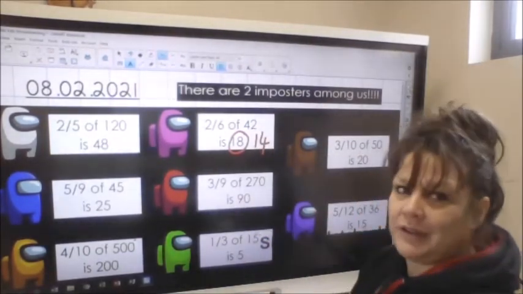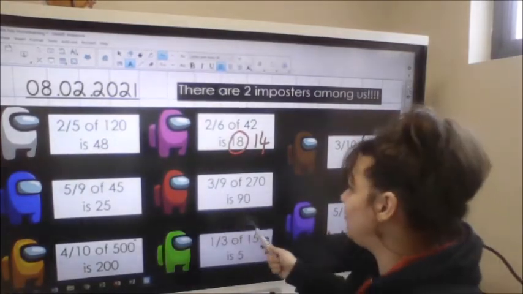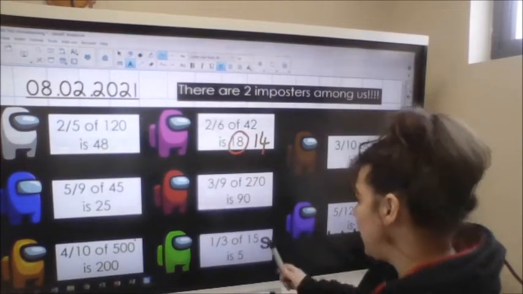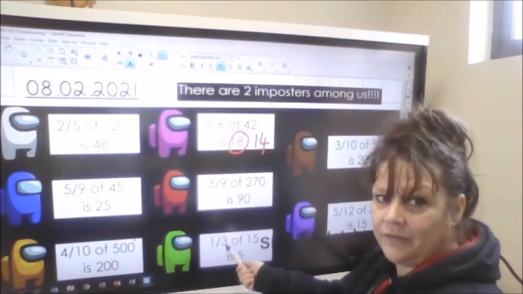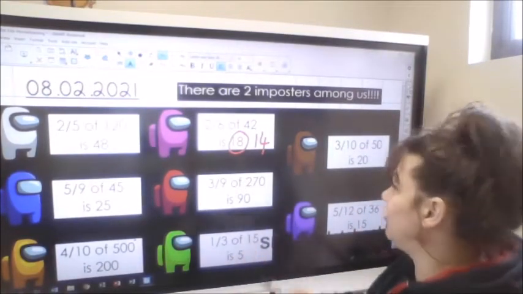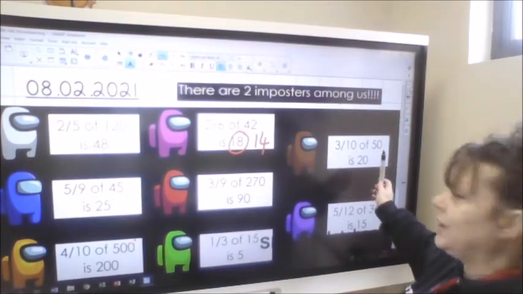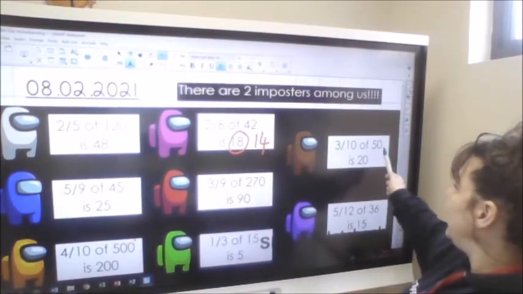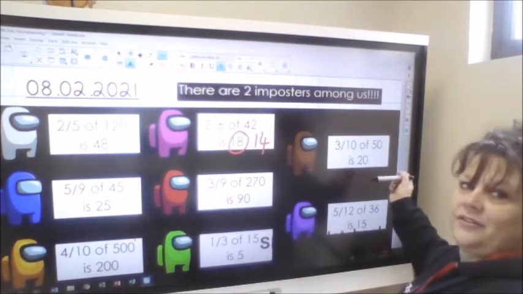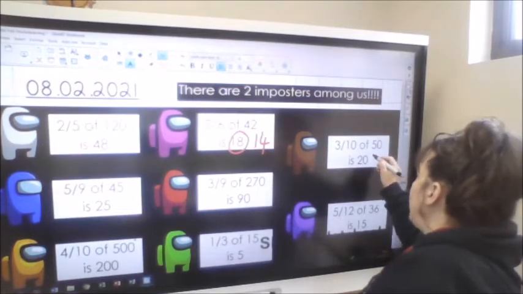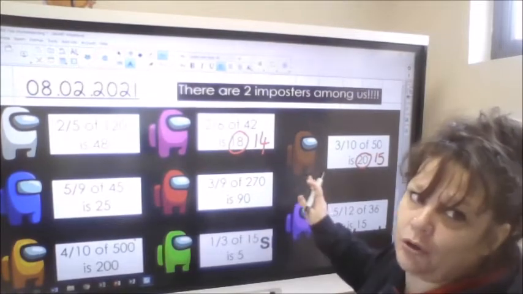So 9 into 270 goes 30. 30 times 3 is 90. Here we've got 15 divided by 3 is 5. 5 times 1 is 5. So no imposters on those 2. And last column. Okay, we've got 10 into 50 goes 5. 5 times 3 is 15, not 20. So we found our second imposter.